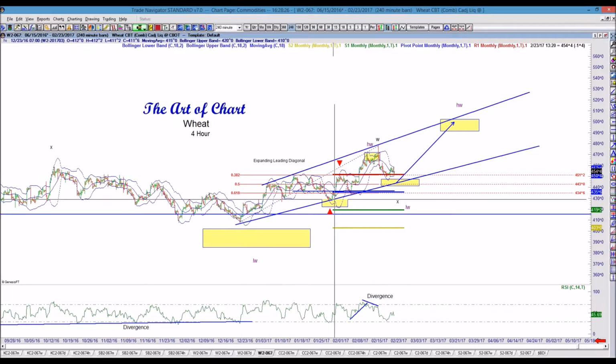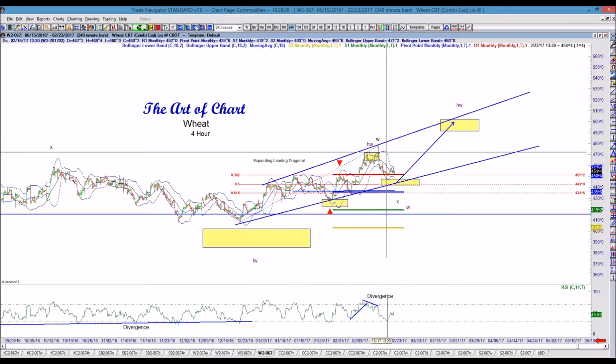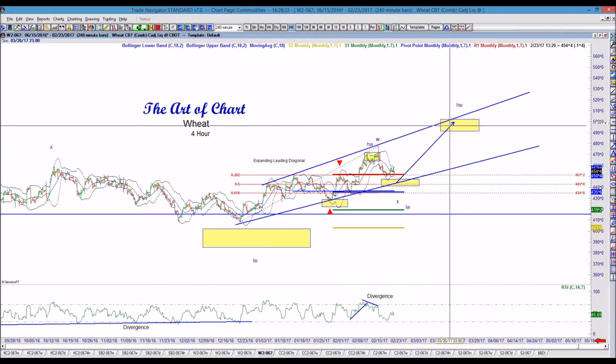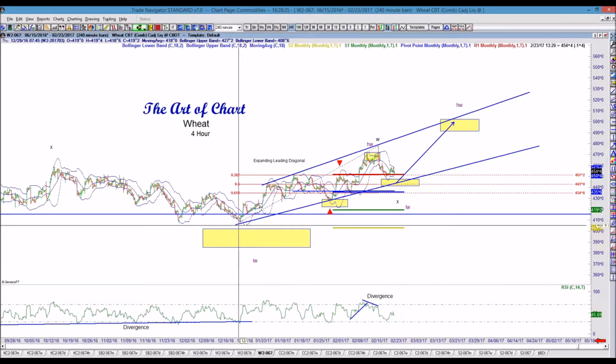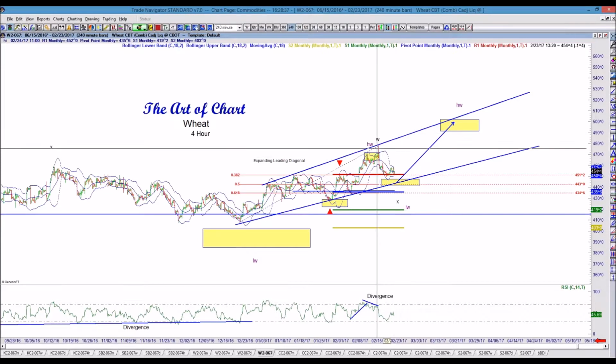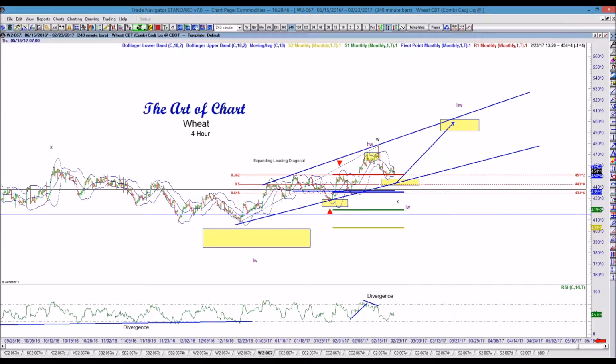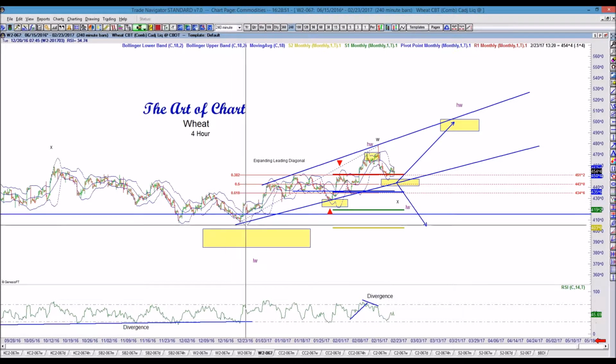So where we are here is I have the W, I have the X, and we should be moving up into the 490 to 500 area. That is if this is an expanding leading diagonal, and I believe it is. What we should see is a 50% back, trend line touch. We could even go from right where we are, but the thing we should not see is this trend line break. If we get that, everybody, we're probably heading for a new low, or at least a full retest.